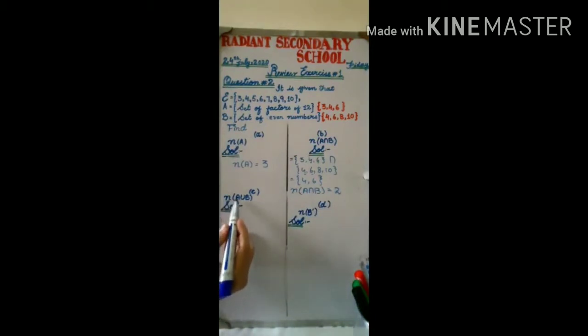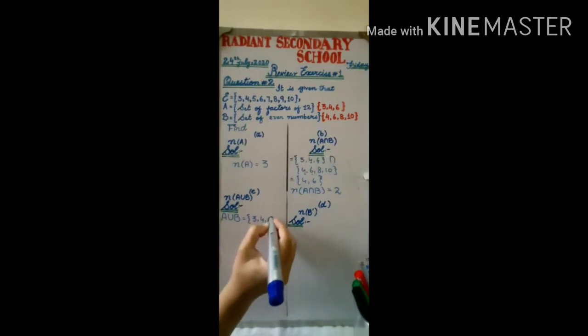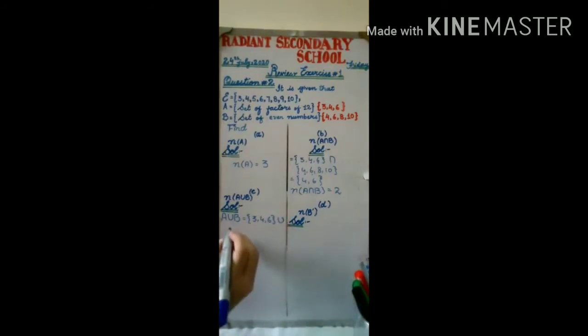Number of elements in A union B. You have to find A union B first. Now you know very well you have to write A set first. A set is 3, 4, 6, union B. B set is 4, 6, 8 and 10.